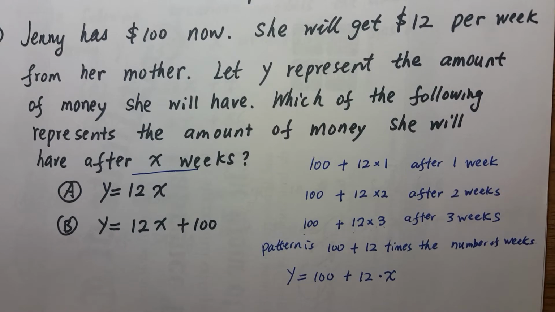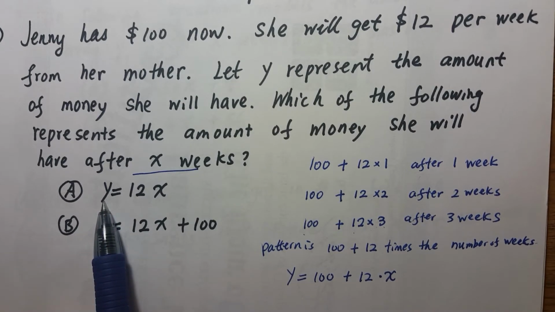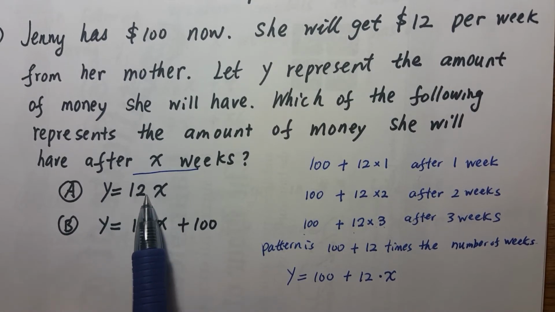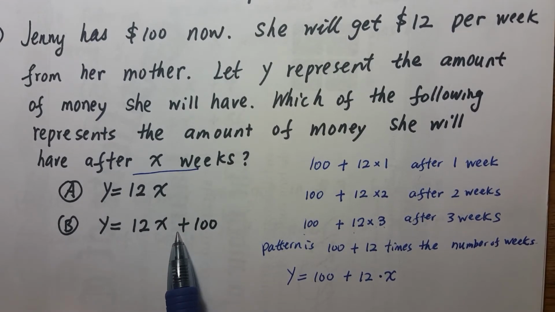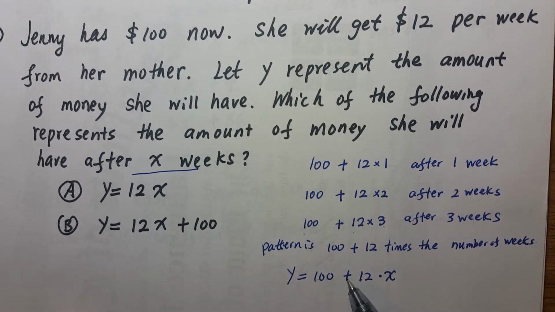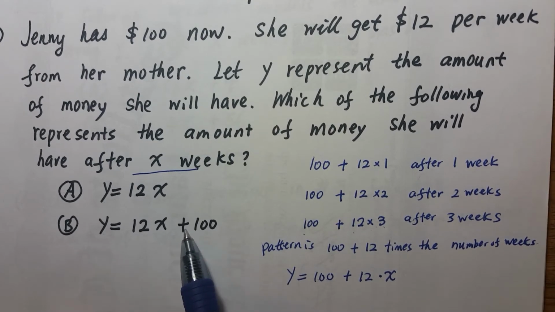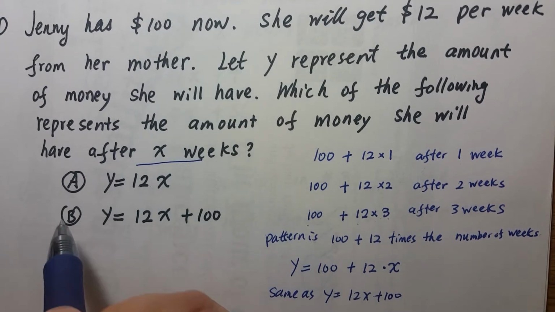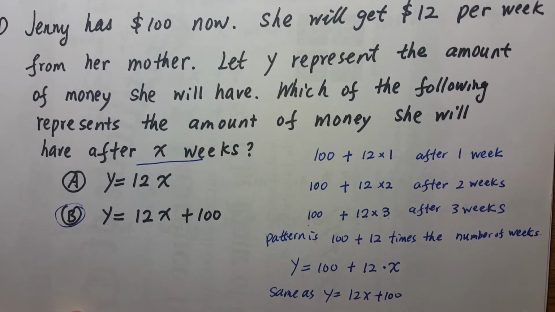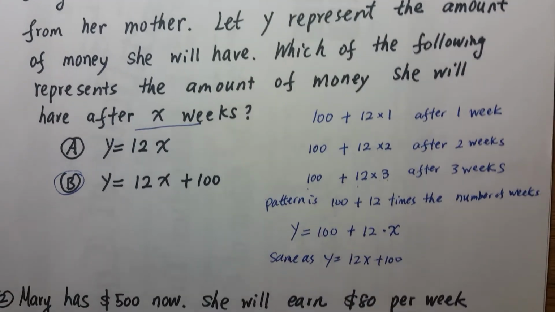So now definitely the answer is not A, because A is Y equals 12X only. B is Y equals 12X plus 100. We know that 100 plus 12X is the same as 12X plus 100. For addition, we can swap the order. So we found the answer. That is choice B. Now let's take a look at number 2.